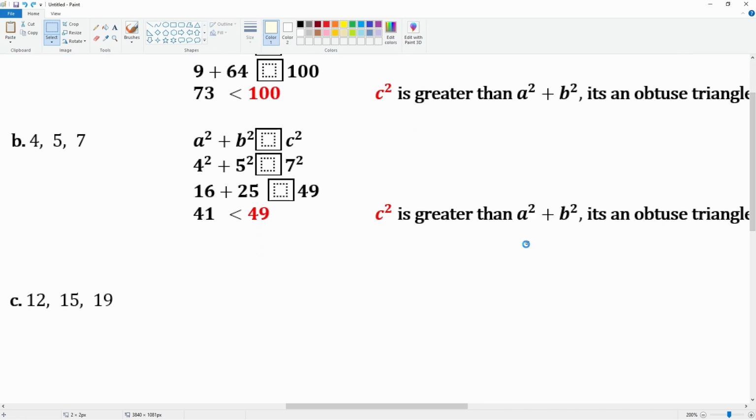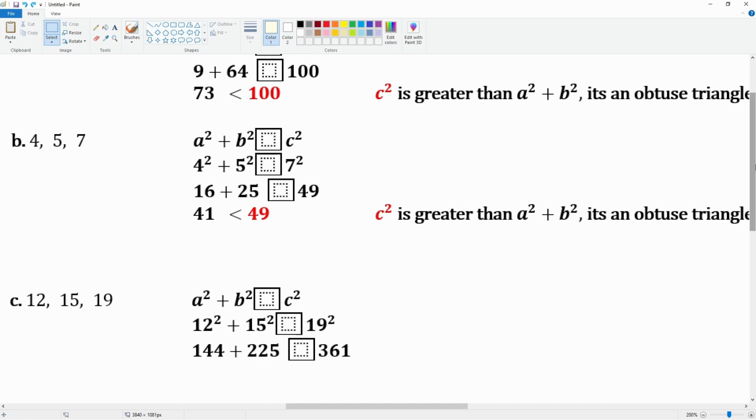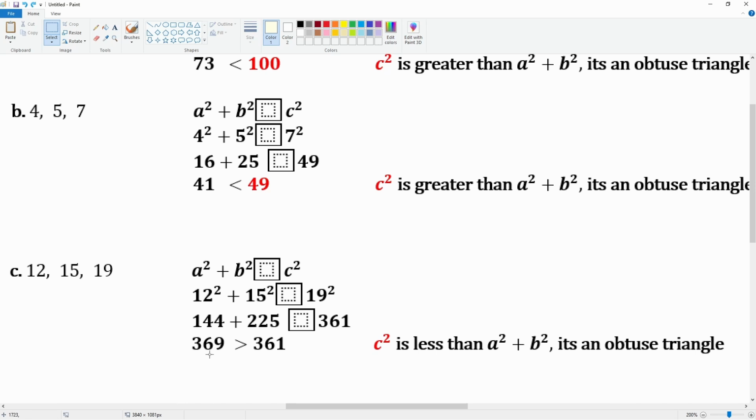Last one, same idea. A squared plus b squared and c squared, plugging it in. 19 is the c squared. Okay, and using your calculator, when you add this, notice that 144 plus 225 is 369. Notice 369 is actually larger than c squared.